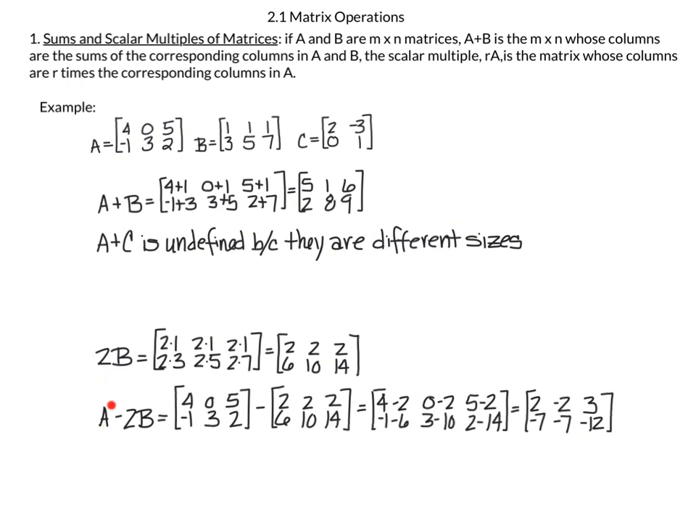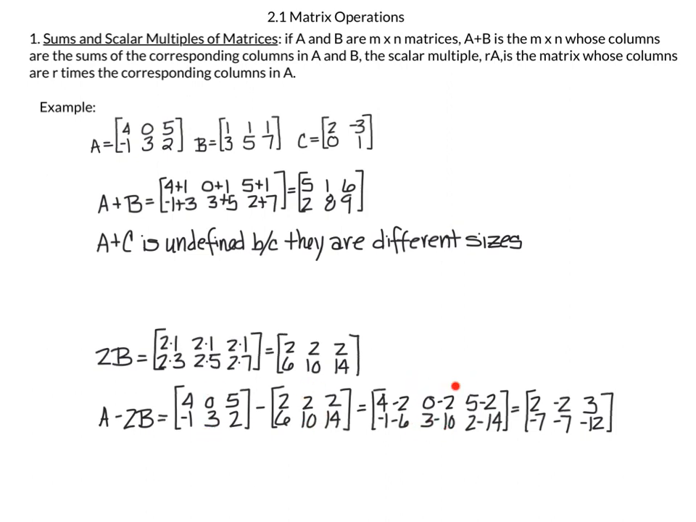Then finally, we can have A minus 2B. So I copied the matrix A over here, and my 2B I copied over here. So subtracting, we're going to subtract the first column, that's 4 minus 2, and minus 1 minus 6. So we'll get 4 minus 2 and minus 1 minus 6. Our second column, 0, 3, minus our 2, 10.